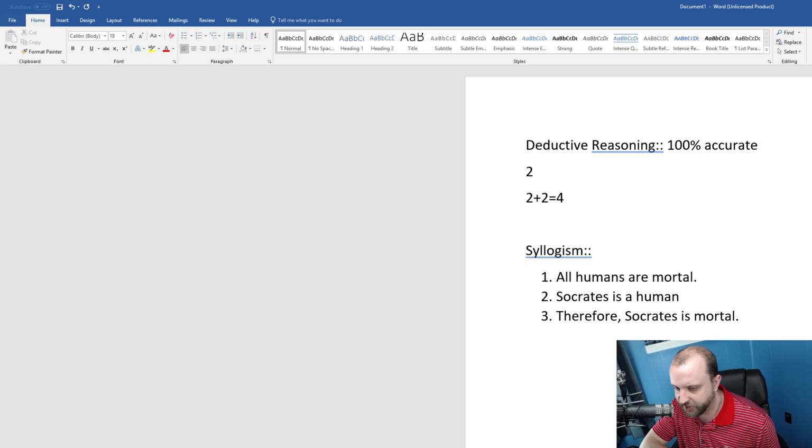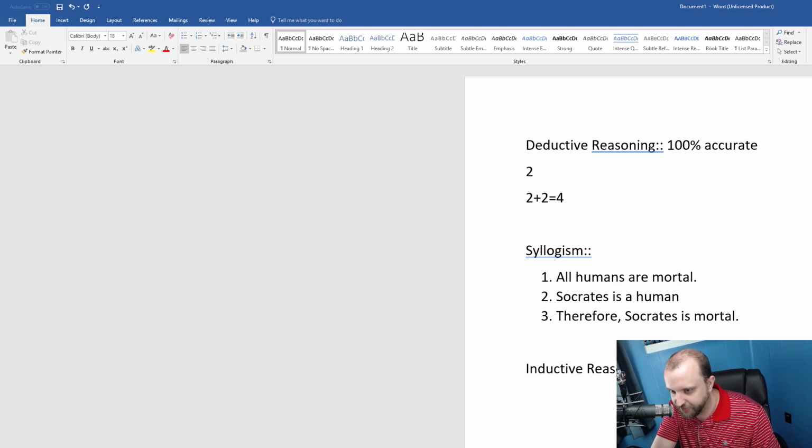But this is an English class. Pretty much all the classes you take besides math or logic will use the second type of reasoning. We call that inductive reasoning.